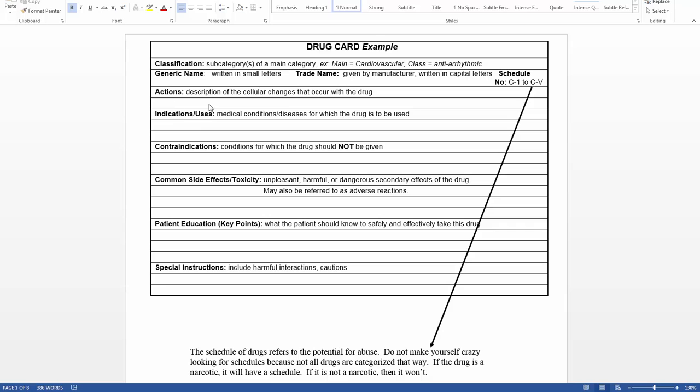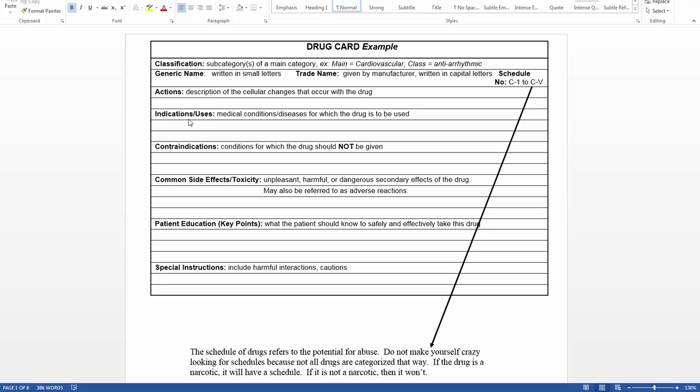Then you're going to put your actions. Describe the cellular changes that occur with the drug. So an action is, what does the medication do? For example, Tylenol might be reduces pain and fever. Keep it simple, keep it brief, so that you have a basic idea of what the medication does.